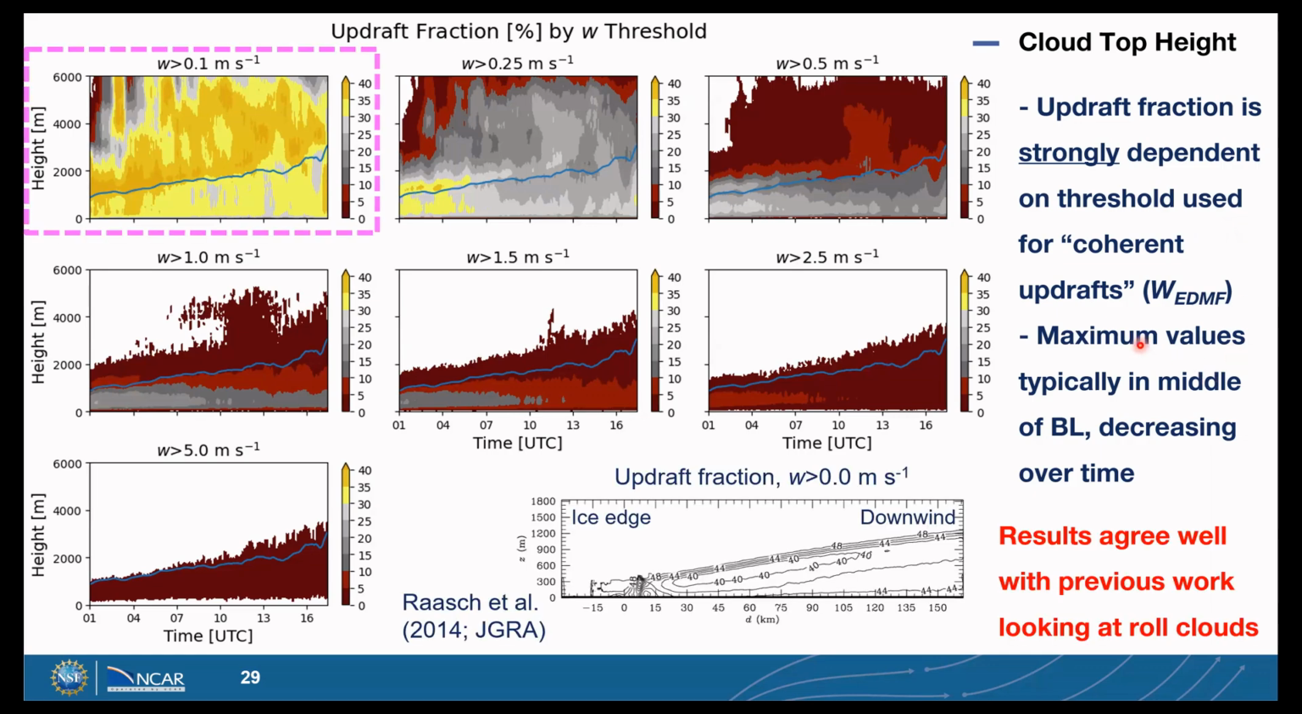We find also that the maximum values are typically in the middle of the boundary layer, and over time they generally decrease. So these values are largest near the roll area. And the results agree pretty well with some previous work that looked at just the roll cloud region.